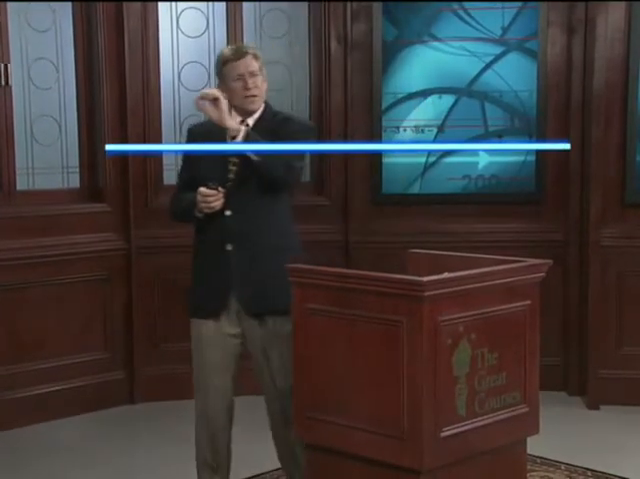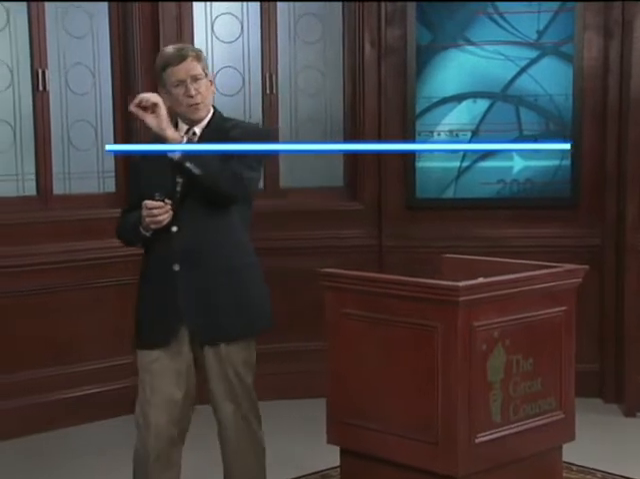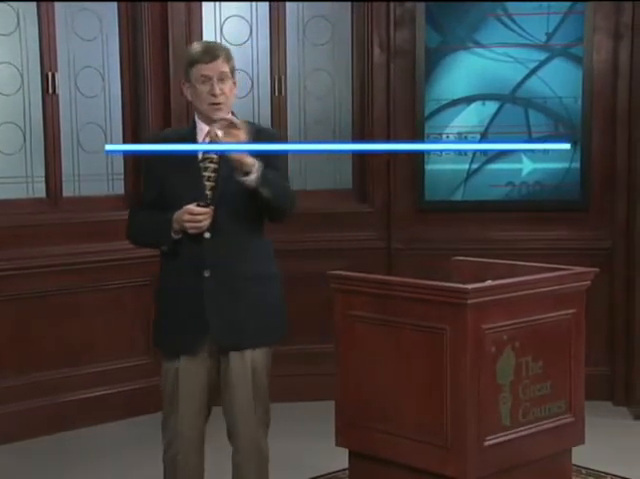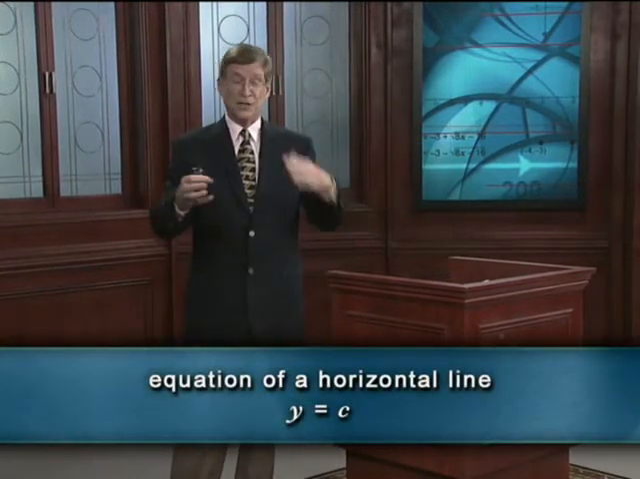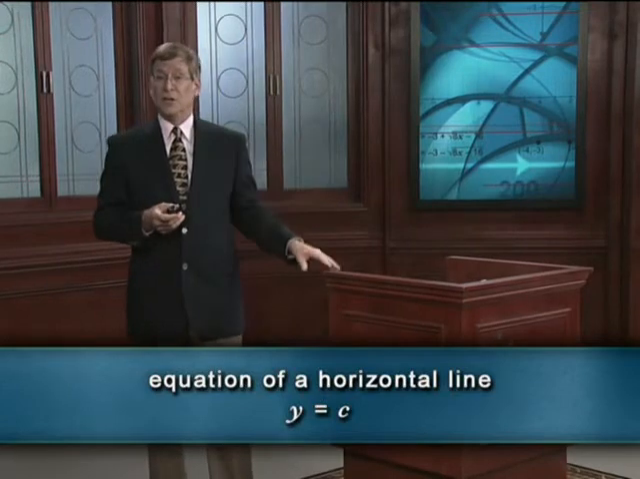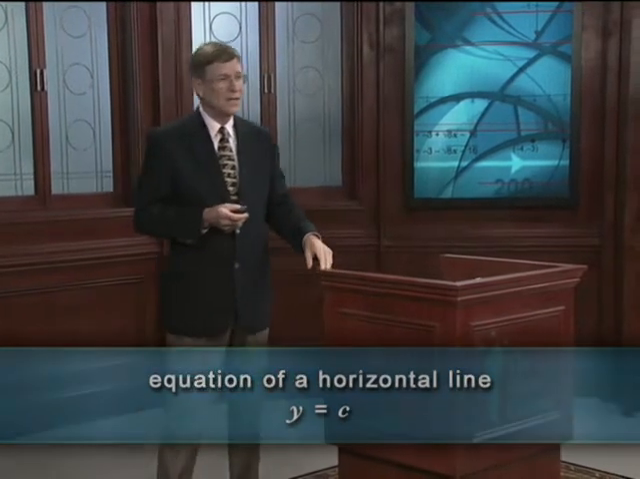How about a horizontal line? What's the equation of a horizontal line? Well, now the slope is 0. There's no rise. It's a slope 0, and that line has equation y equals a constant. That constant is where the line touches the y-axis. Well, here's a tougher question. How about a vertical line?